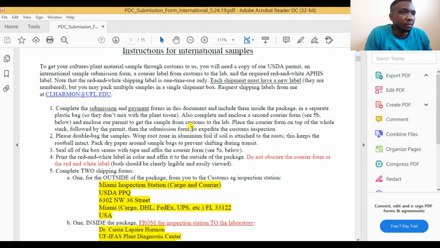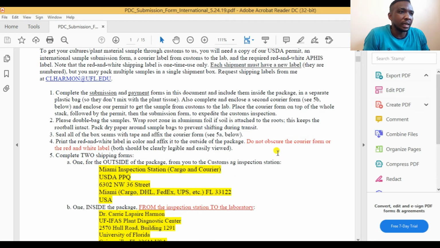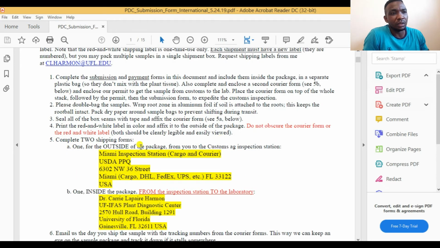Also complete and enclose a second courier form, and enclose our permit to get the sample from customs to the lab. So they give you a specific order to place the documents. Place the courier form on top of the whole stack, followed by the permit, then the submission form, to expedite the customs inspection. So this is the part now where it might get complicated.